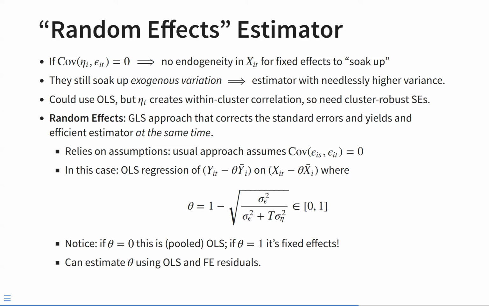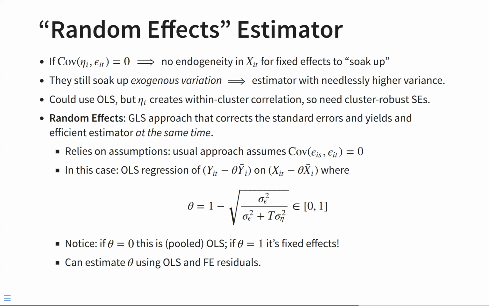If you actually believe that x is uncorrelated with eta, then there is a very simple approach using GLS that corrects the standard errors and yields the efficient estimator at the same time. So you're killing two birds with one stone using generalized least squares. This does rely on assumptions, and the usual approach, although it's not the only approach that you could take, is to assume that the idiosyncratic errors are uncorrelated across time for the same individuals.